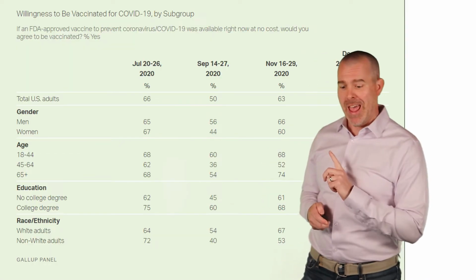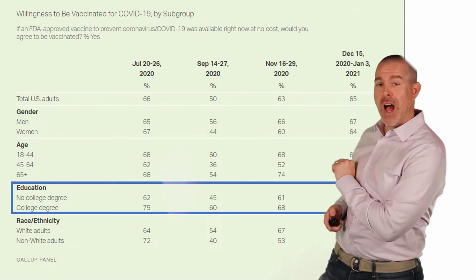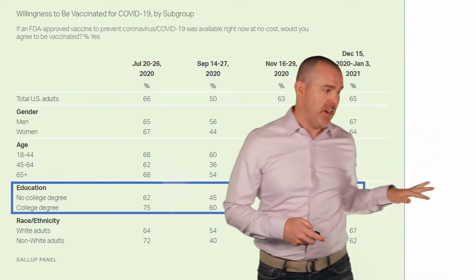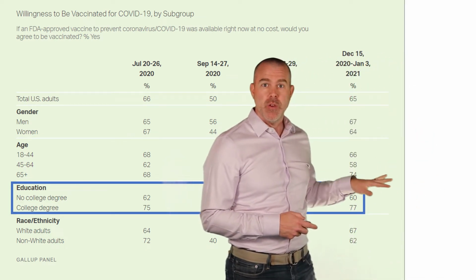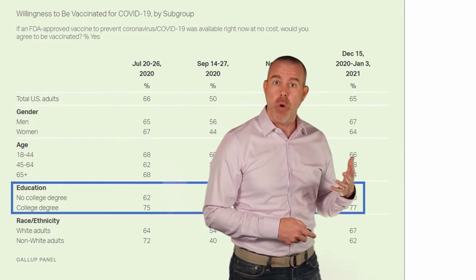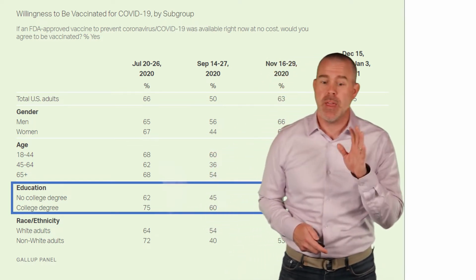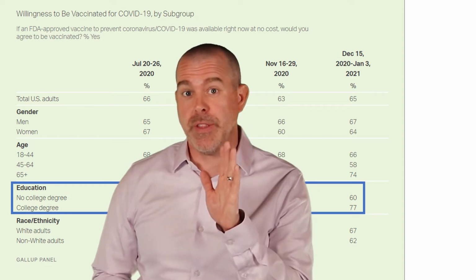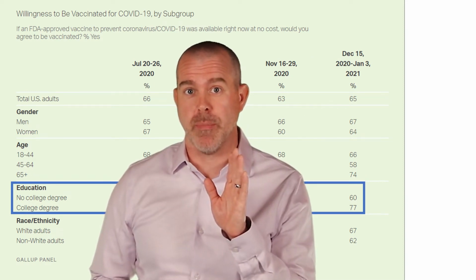So if we zoom in and look closely here, we have no college degree and then college degree. And if you look at the results over here, you can see that those with a college degree actually seem to be more willing to get the vaccine. Now, this is the important conclusion we can draw from that.